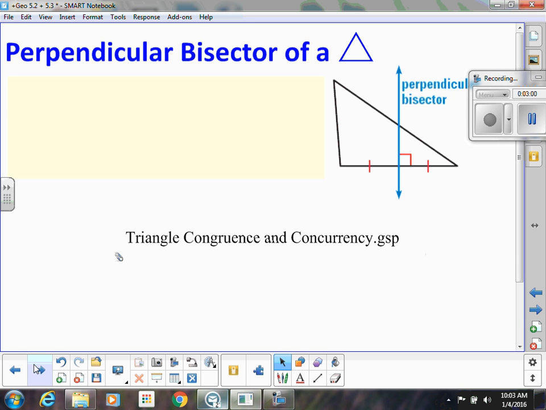All right, so now we're going to apply this perpendicular bisector to a triangle. So here's just an example of what that looks like if I have a perpendicular bisector of a triangle. Notice that this is perpendicular, obviously, and it goes through the midpoint of this side. It doesn't necessarily go through the vertex or any special point anywhere else on that triangle. It just has to be through the midpoint and perpendicular.